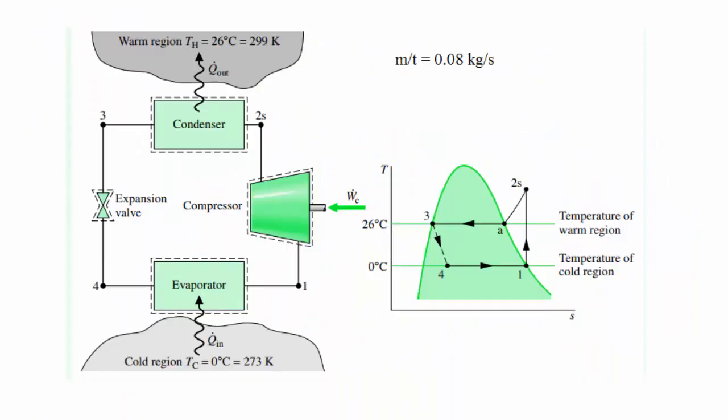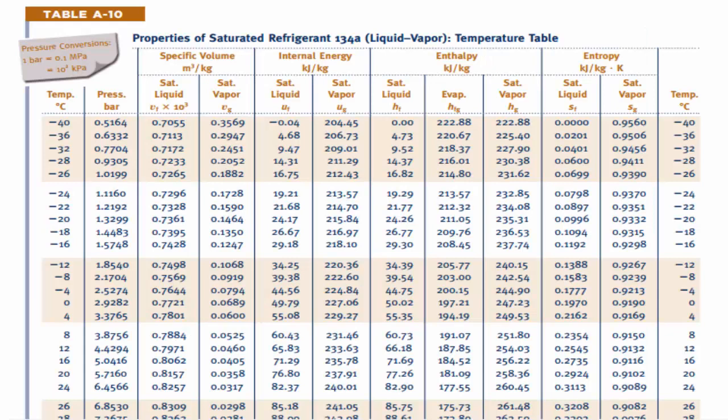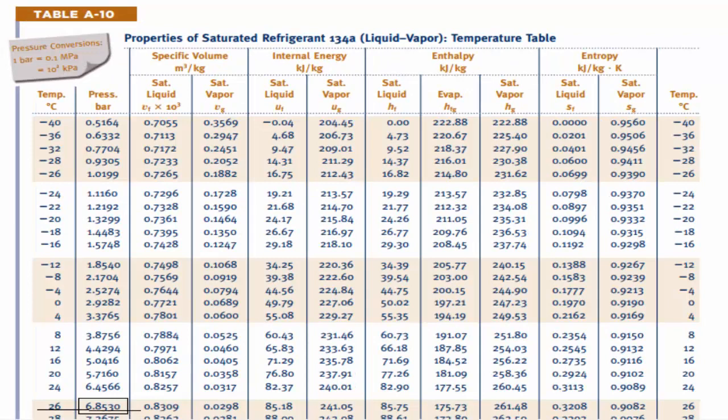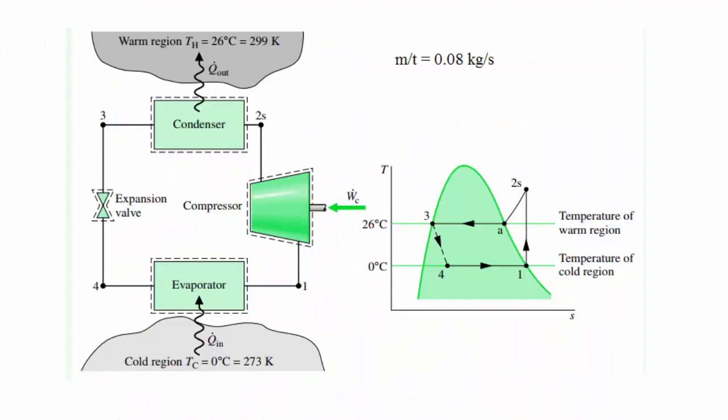Now to find the enthalpy of the second stage, we will see this TS diagram. As you can see, the 2s point means that it is an isentropic process. So the temperature goes from 0 to 26. We will again go into the table. As you can see, at 26 Celsius, the pressure is 6.8530 bar.